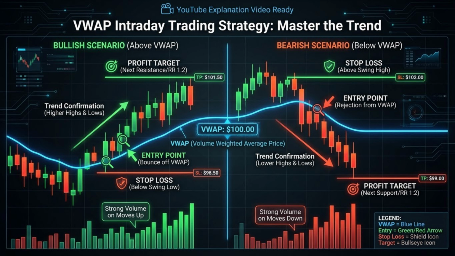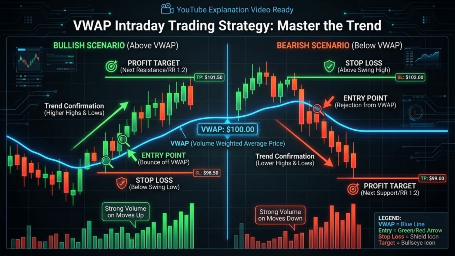In a bearish scenario, when price remains below the VWAP, it signals weakness and selling pressure. Traders enter short positions when price retraces to the VWAP and gets rejected, forming lower highs and lower lows. Here, the stop loss is placed above the recent swing high, and the target is set near the next support level.